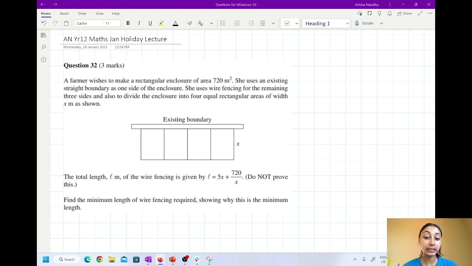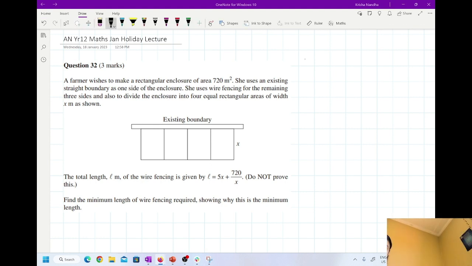Okay, let's get started. This question's fairly simple because they've given a lot of the work for us really nicely. We just need to find the minimum length required. So let's start going through this. Given that L is equal to 5x plus 720 on x, we can find dL/dx.